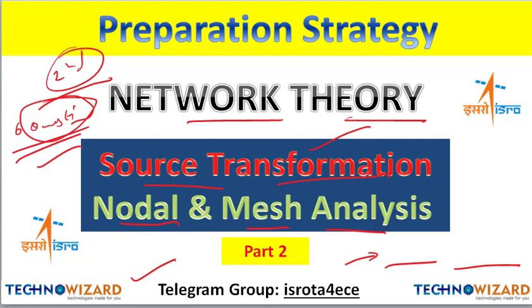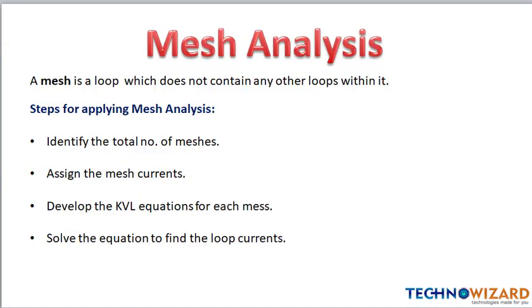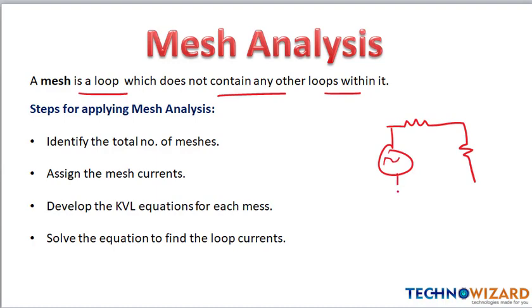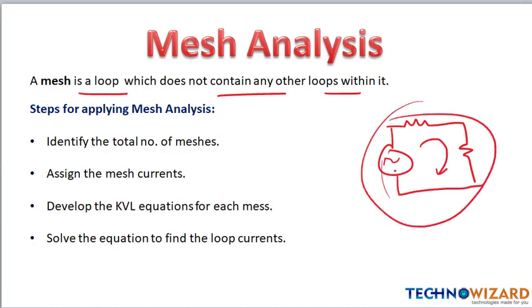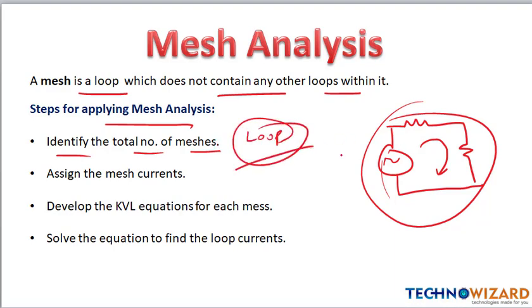First of all, we come to mesh analysis. What is a mesh? A mesh is a loop which does not contain any other loop. Suppose this is a circuit, this is a voltage source, and this is a loop. This is known as a mesh. How can we apply mesh analysis? First of all, identify the total number of meshes, that means the total number of loops. In this circuit we have only one loop.